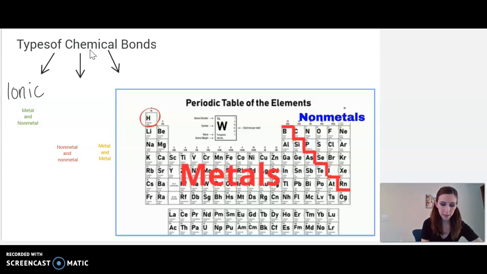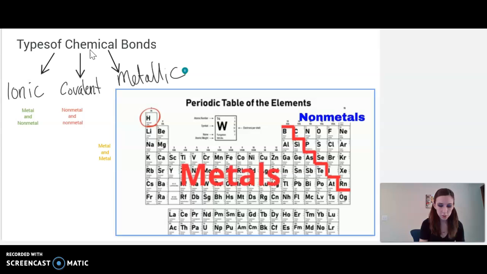The next type of bonding that we'll look at later next week is going to be covalent bonding. And this is where instead of shifting where electrons are, they're going to share electrons. So this is going to happen between nonmetals and nonmetals. And the last one, we don't get too far into it, is metallic bonding. And this is between two metals.